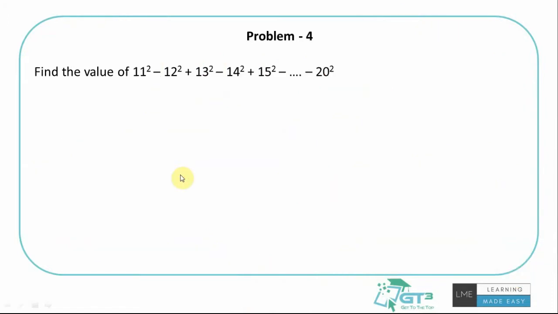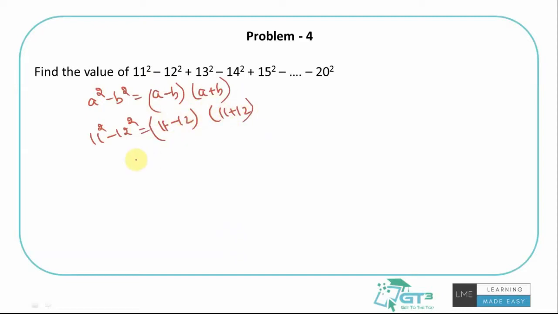Right? Then, find the value of 11 square minus 12 square plus 13 square and so on up to minus 20 square. How do I do this question? The logic is this; I'll show you which I feel is easier. 11 square minus 12 square. What is a square minus b square? It is a minus b into a plus b. So 11 square minus 12 square will turn out to be 11 minus 12 into 11 plus 12. 11 minus 12 is minus 1, into 11 plus 12. I'll keep that aside for now.